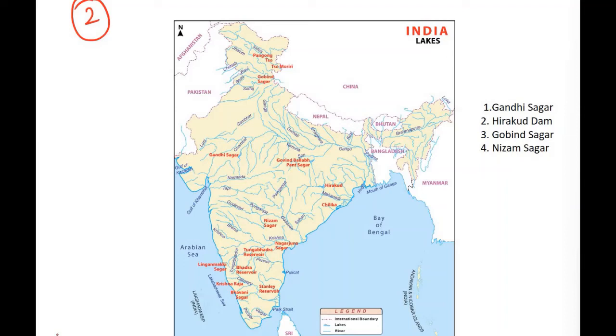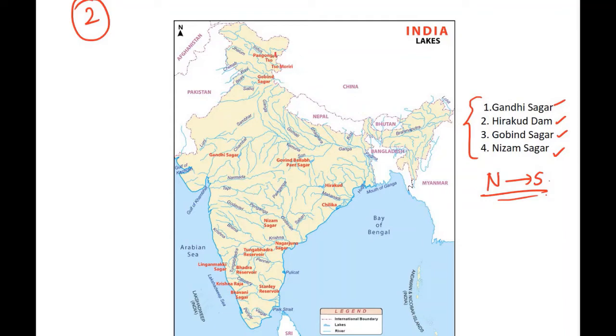Now, the second very quick fact here. Let's say we are given the names of four water bodies or lakes in India and we are asked to arrange them from north to south. So Gandhi Sagar, Hirakud Dam, Gobind Sagar, Nizam Sagar. We will just have a glance at this, and once we have a glance, we will be able to arrange the water bodies. We will know what comes where, what comes to the north and what comes towards the south.